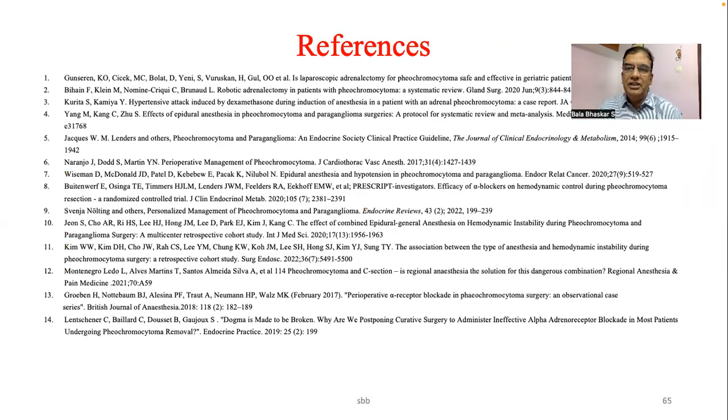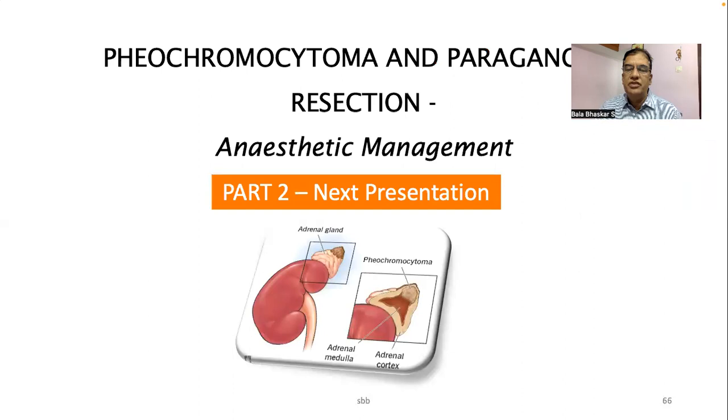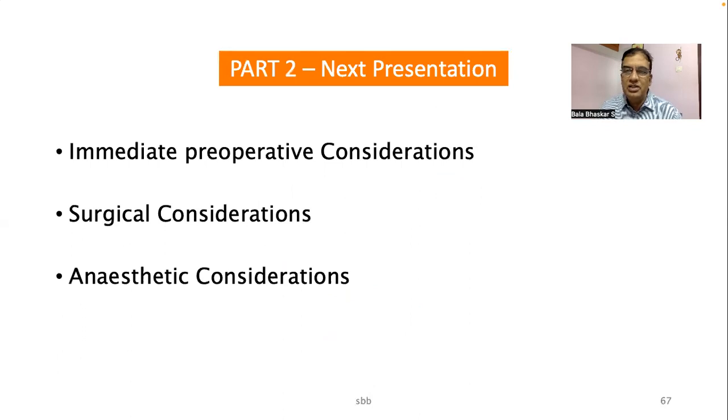So I will end here with respect to part 1 of the anesthetic management of patients with pheochromocytoma and paraganglioma. We'll have part 2 as the next presentation so that you understand part 1 better. In part 2, I'll be covering the immediate perioperative considerations for the patient, certain surgical considerations, and overall the anesthetic considerations for the patient.